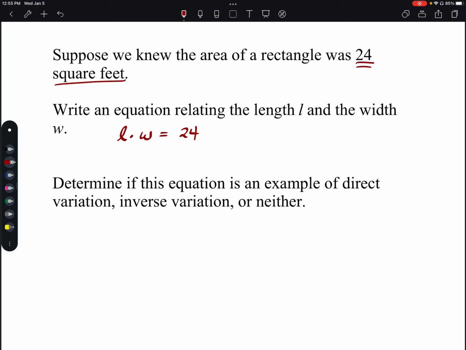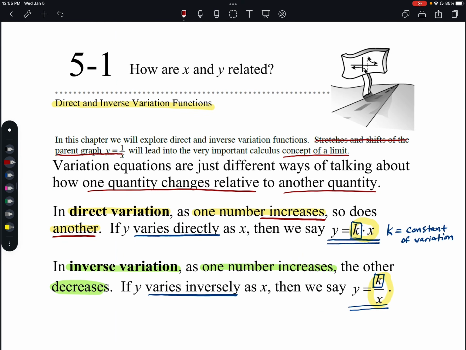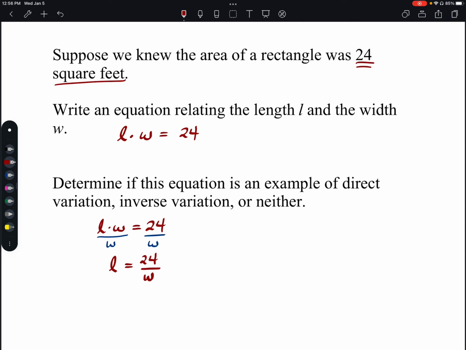Now it says determine if this equation is an example of direct variation, inverse variation, or neither. Well, if I took this same equation, L times W equals 24, and I wanted to isolate one of the variables, let's say I wanted to isolate my L, I'd divide both sides by W, and we now have the equation length equals 24 divided by W. So this one is going to more closely resemble our equation down here. So this is an example of inverse variation.